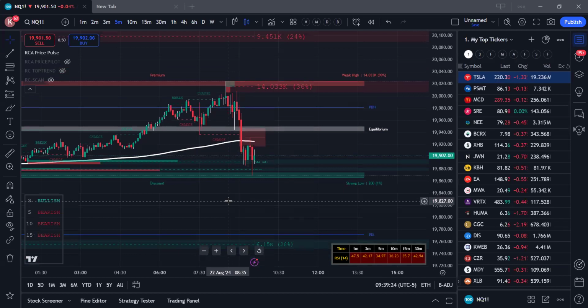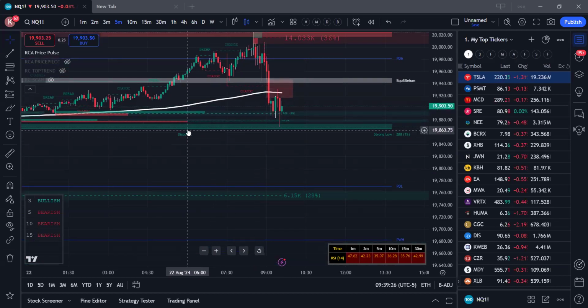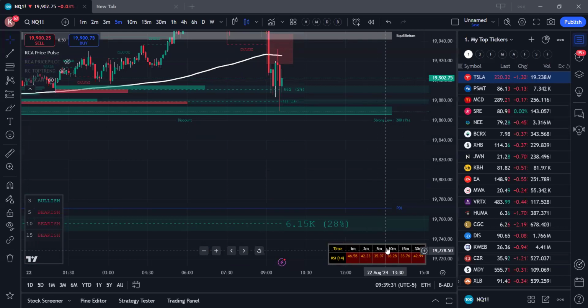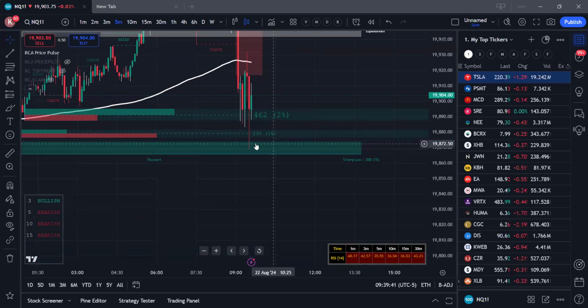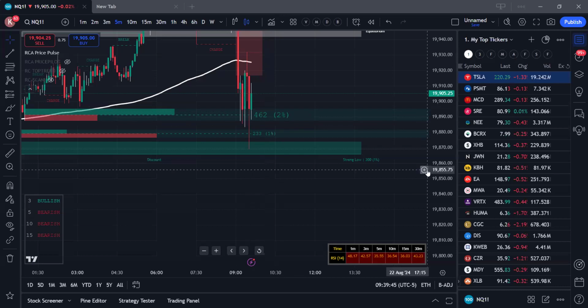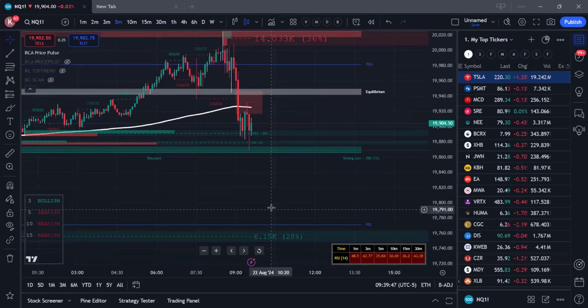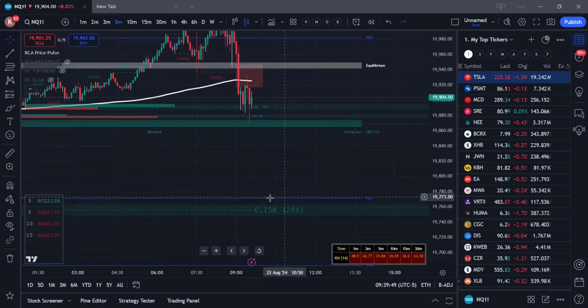For example, now it is at a discount area, but your RSI is completely red. Your trend is completely red for 5, 10, 15 minutes. And as of now, there is no big buy order block. There are only 233 contracts, 462 contracts. In case it comes to this area, 19,760, there is a high possibility.